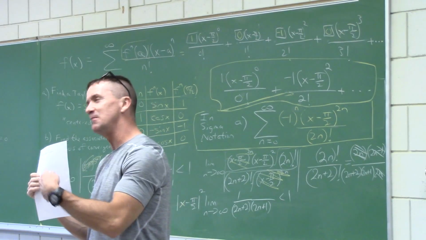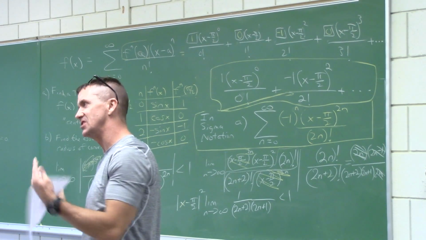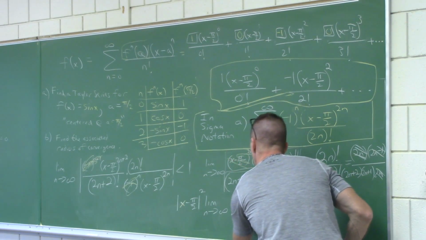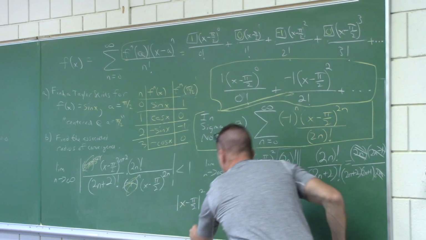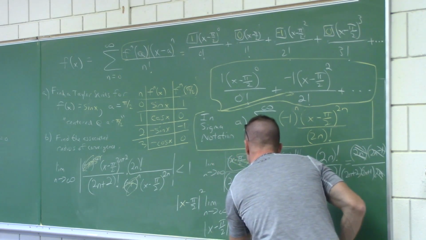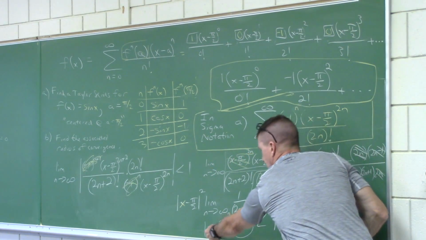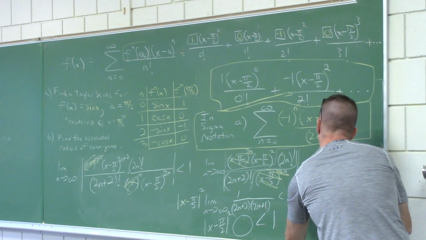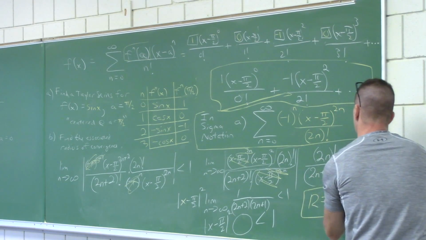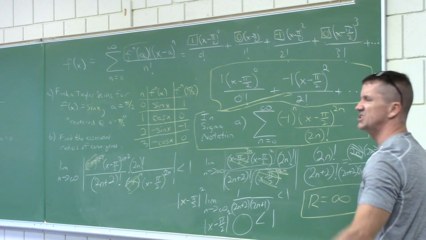Infinity. That's what I mean when I think it's good to know some of these, because you can expect to get a very similar solution. But when this is going to 0, you go, what about this? Well, 0 times the absolute value of x minus pi over 2 squared is always going to be less than 1 for every x value. So what's the radius? Infinity. That means all reals. Which is so cool.